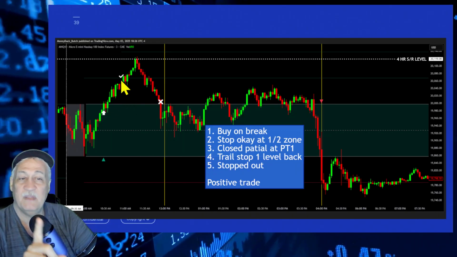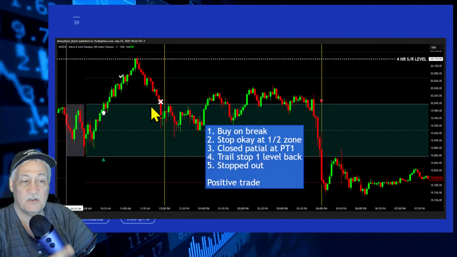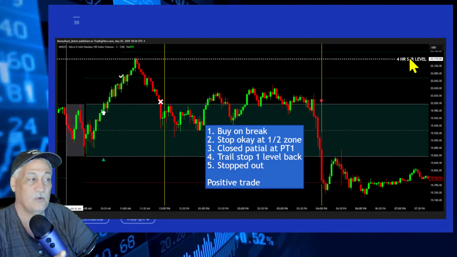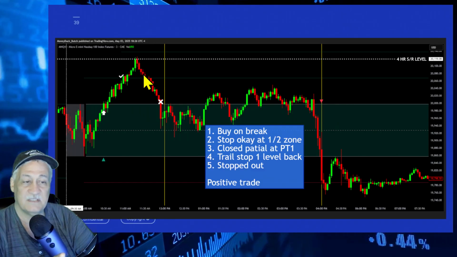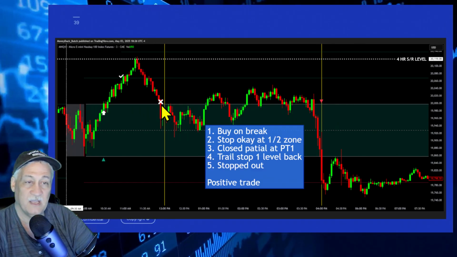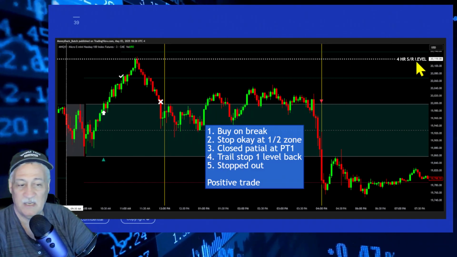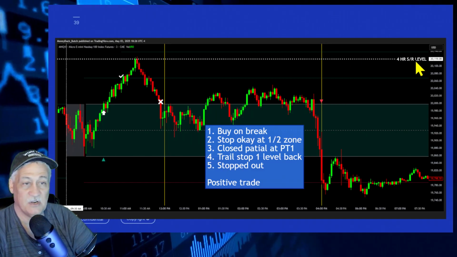Break out the top, hits profit target 1, close partial, move stop, break even. Does not hit profit target 2. Does hit a 4-hour zone, resistance level, and then stops you out, okay? Did we know it was going to hit that 4-hour support resistance level? Anyone? I always have them on my chart.